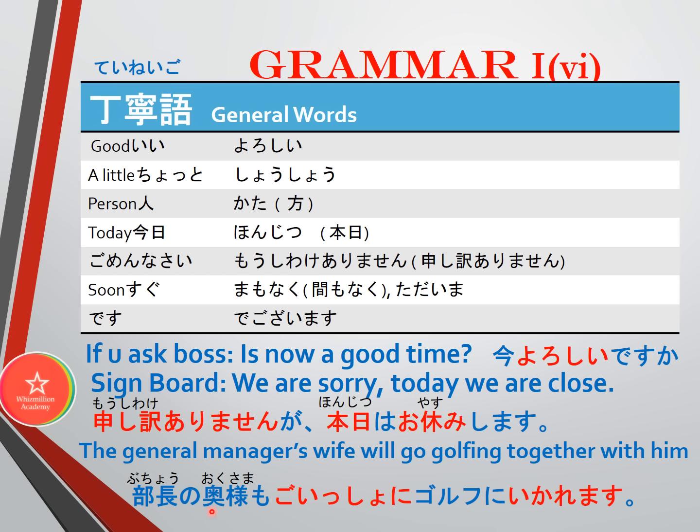Buchou no okusama mo go isho ni gorufu ni ikaremasu. In this sentence, there are some teineigo and also sonkeigo. Okusama is noun, the polite form for noun. Oku and sama. Sama is the polite form here. Go issho ni, it becomes more polite. And ikimasu becomes ikaremasu, this is sonkeigo.